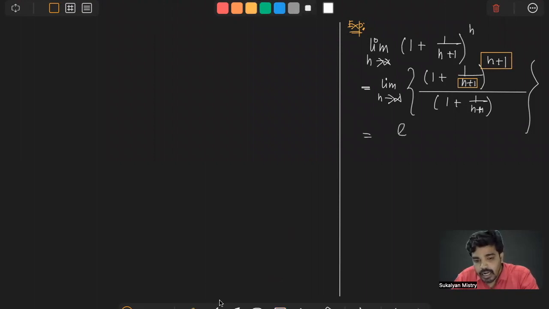এবার ডিনোমিনেটর যেটা আছে তার লিমিট কি হবে? limit n tending to infinity, that is 1/infinity that goes to 0, so 1 plus 0, okay, that means e. ঠিক, so limit n tending to infinity (1 + 1/(n+1))^n, that is equal to e. So it is a very very important example.